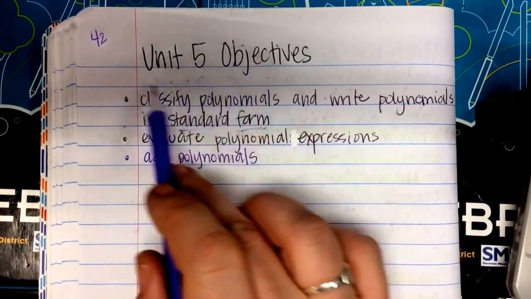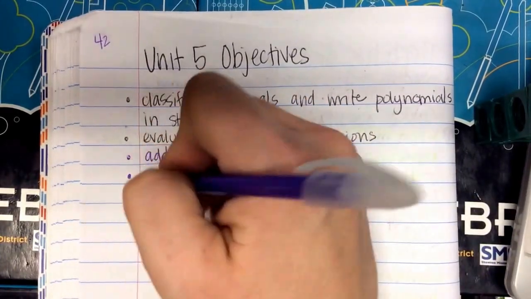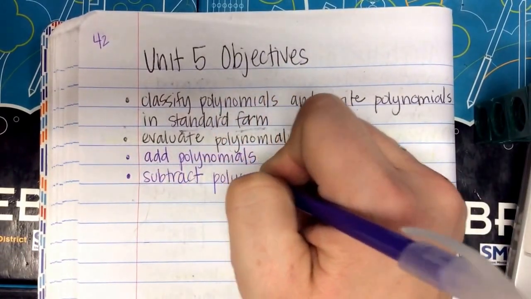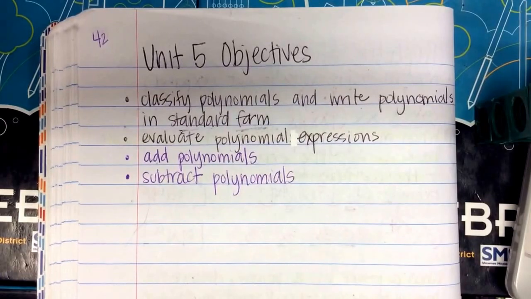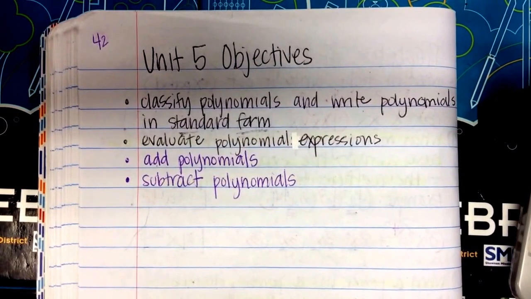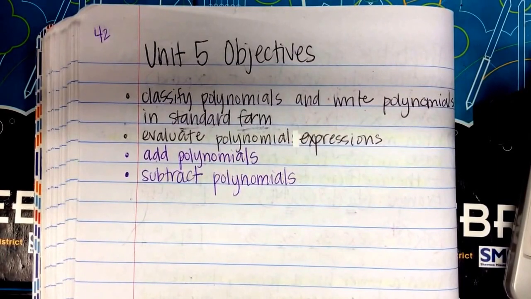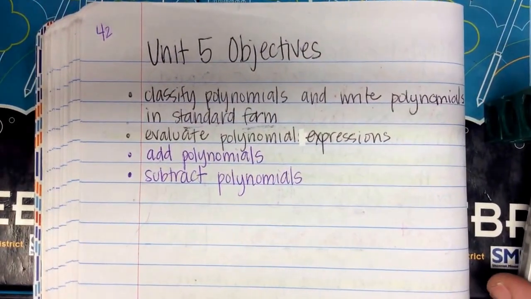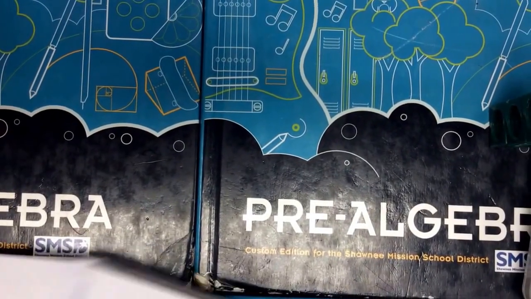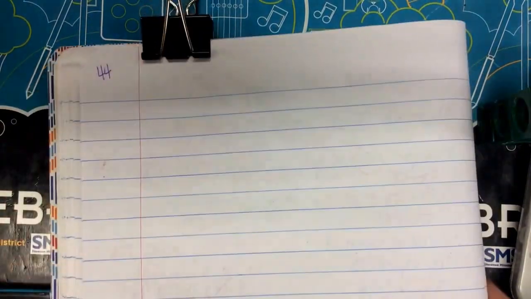So today, to our Unit 5 objectives, we're adding: add polynomials to the list and subtract polynomials. So we're adding 2 objectives. Have those 2 written down?